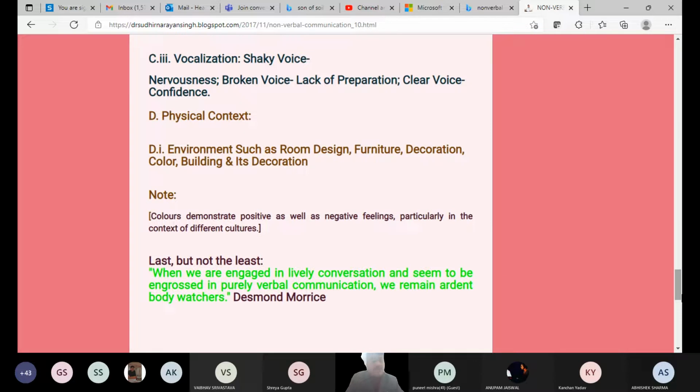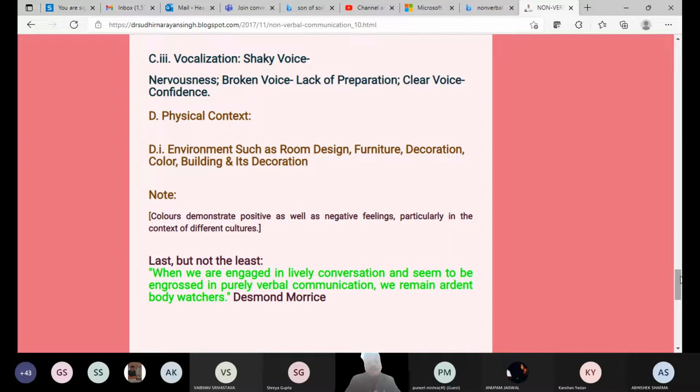If we are having the physical context, it means physical dress, designing, decoration, background, etc. So environment such as room design, furniture, decoration, color, building and its decoration. Color also demonstrates positive as well as negative feelings, particularly in the context of different cultures. Last but not the least, when we are engaged in lively conversation and seem to be engrossed in purely verbal communication, we remain ardent body watchers. That is described by Desmond Morris.